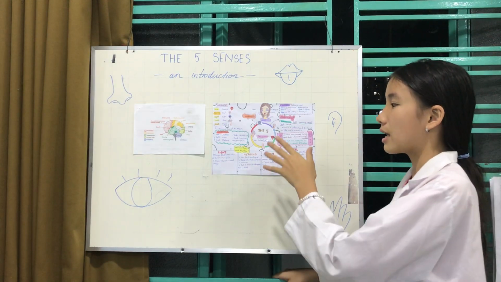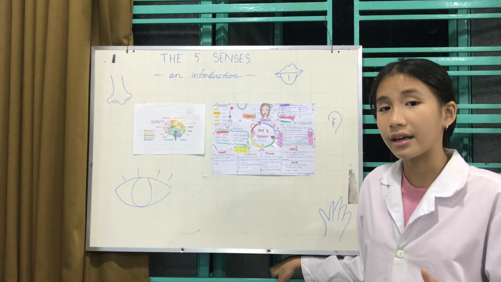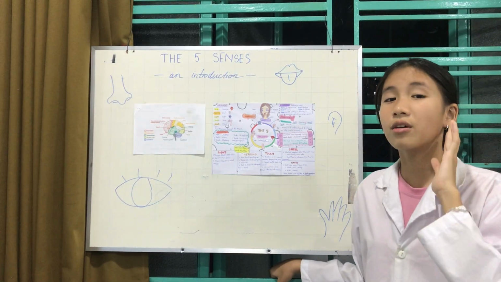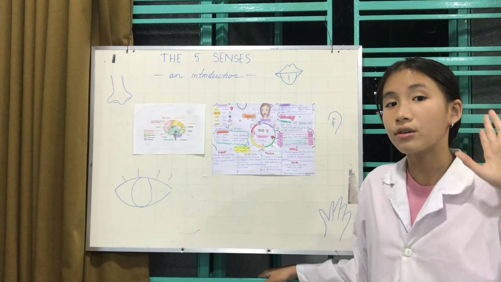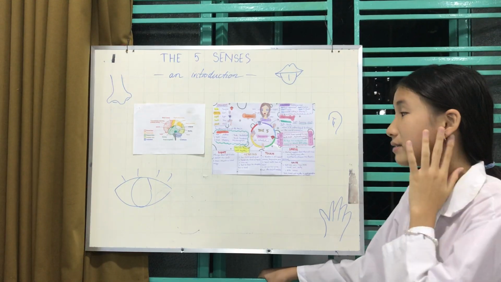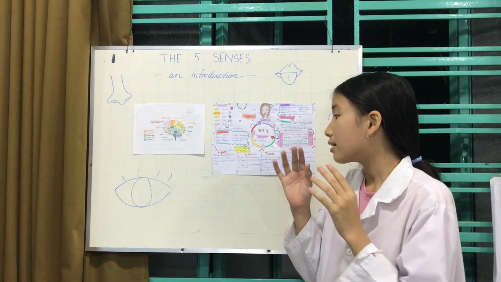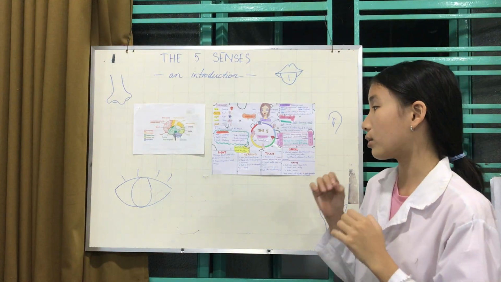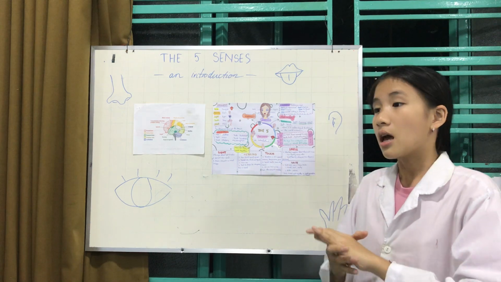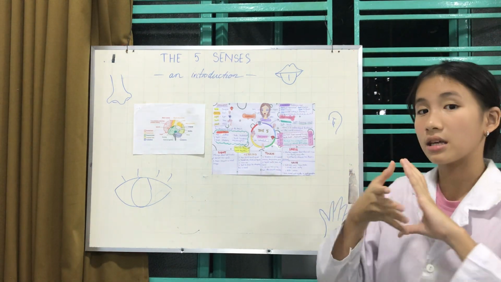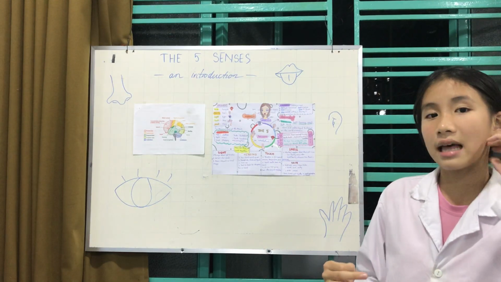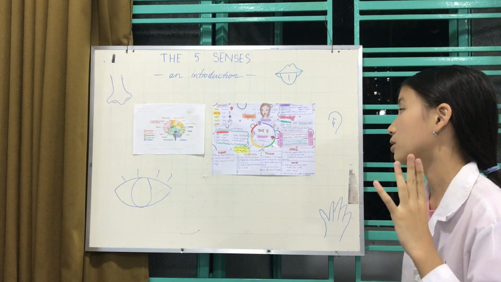The next one is hearing. Well, we use our ears to hear. Our outer ears funnel sound waves, and those sound waves are turned into electrical signals in the inner ear. Then those signals are sent to the brain to interpret as sound.